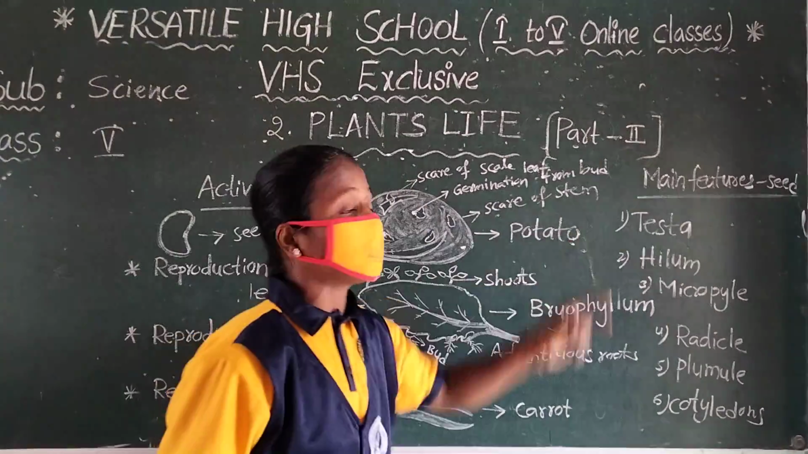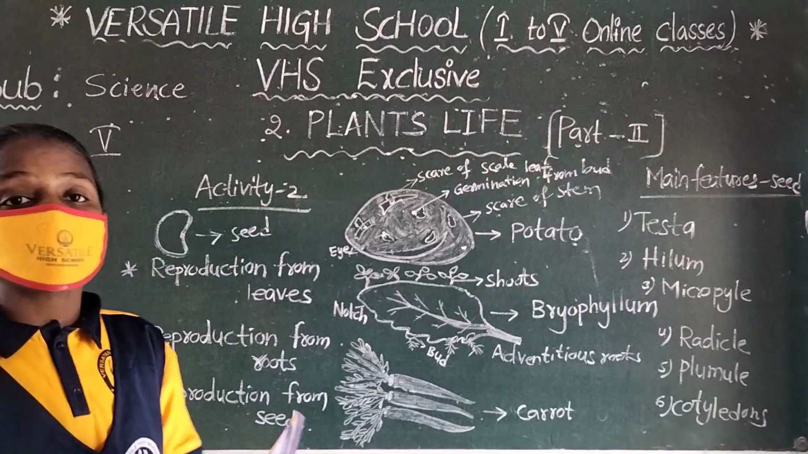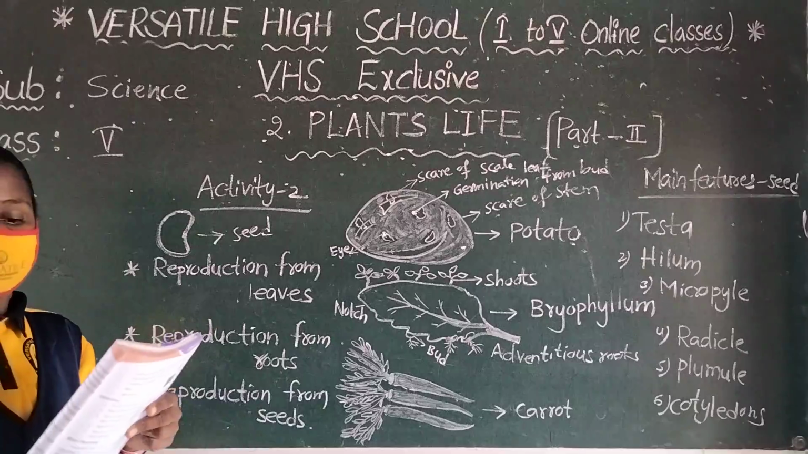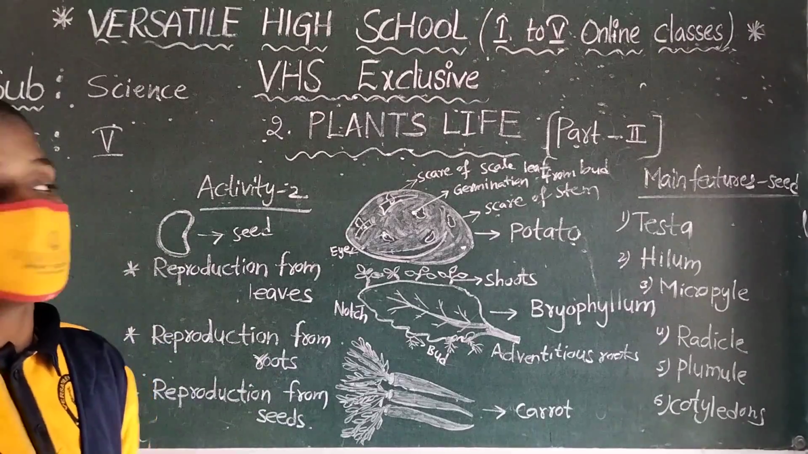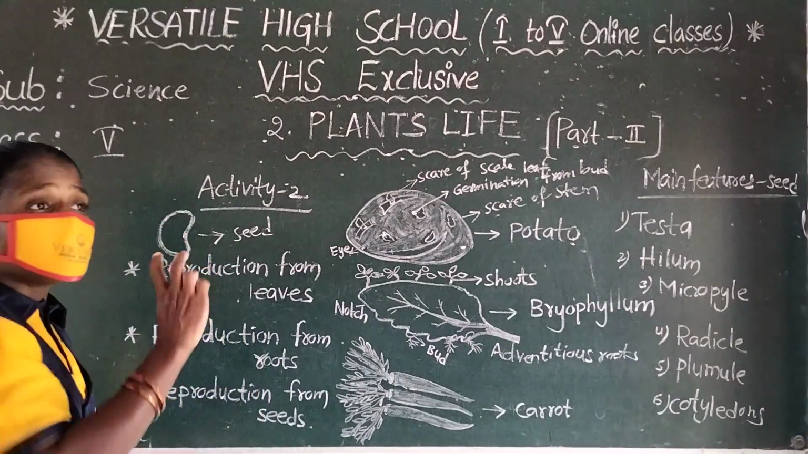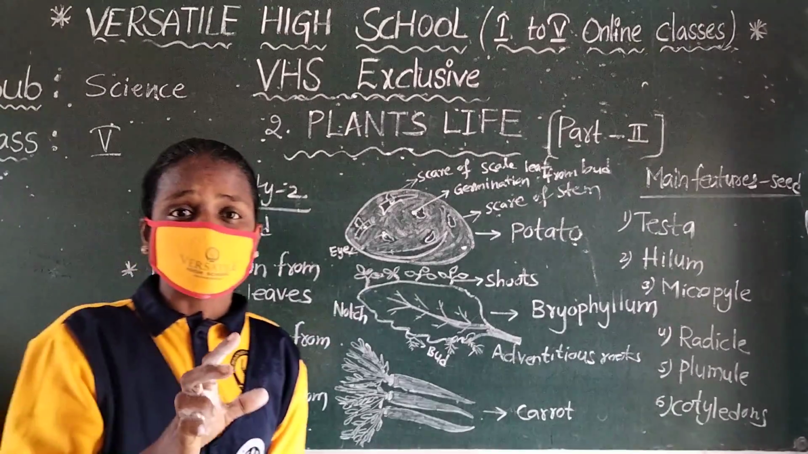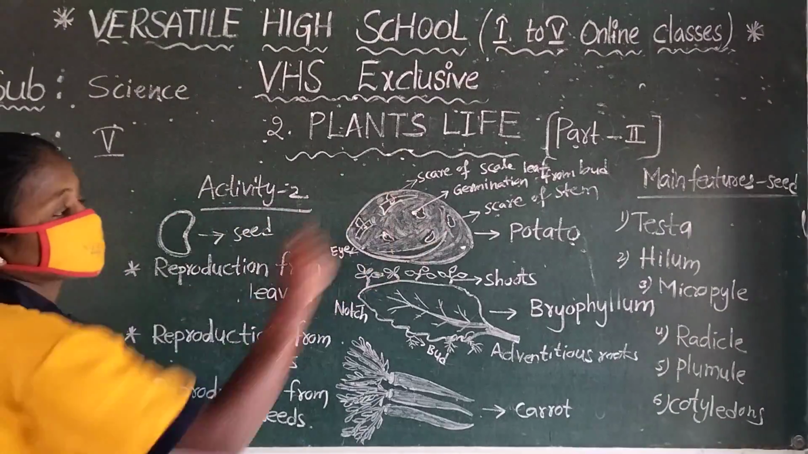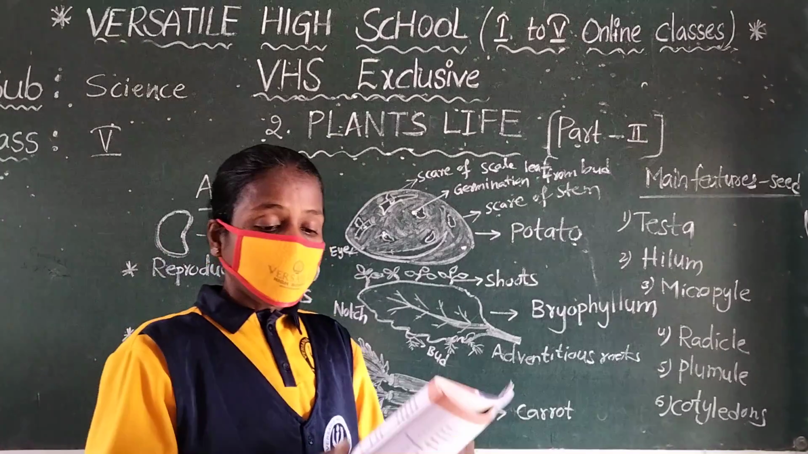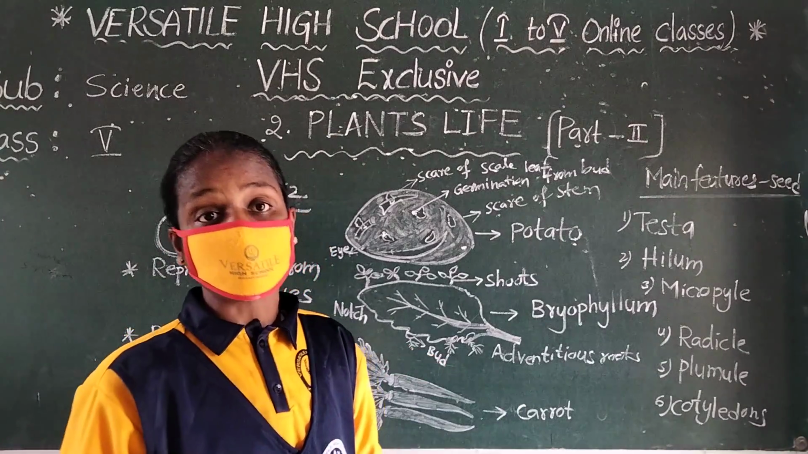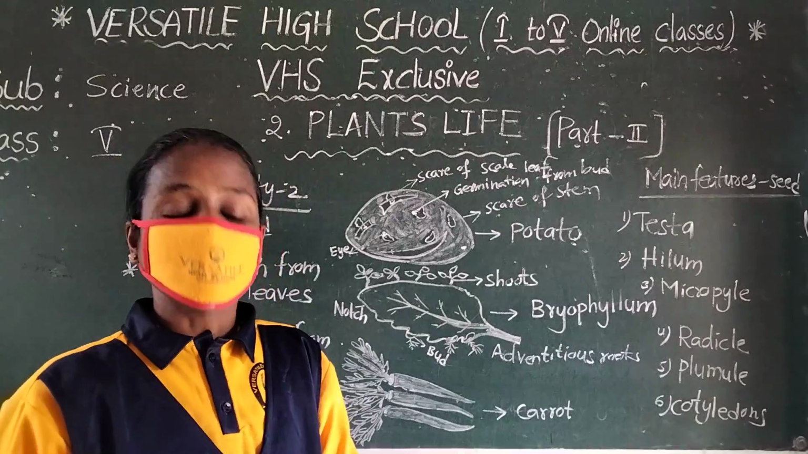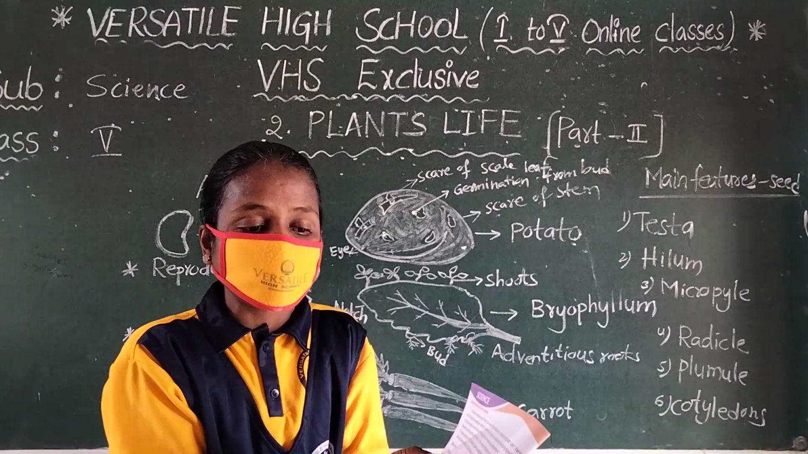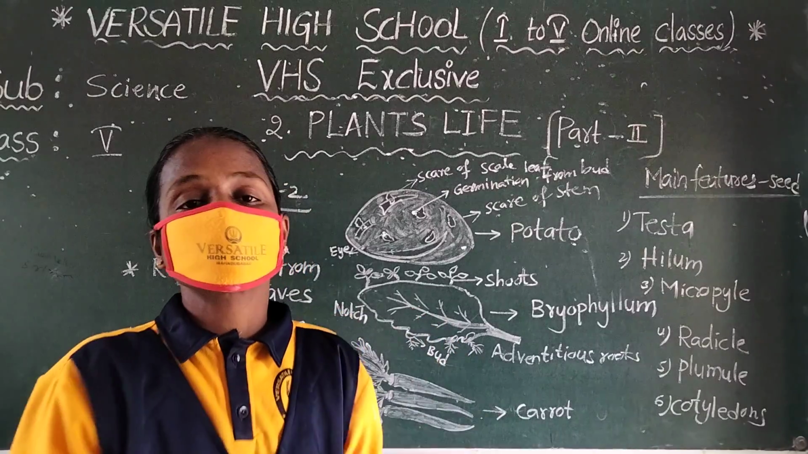So what is the first one? Testa. Testa means a tough, hard outer coat that protects the seed from fungi. You know, you observe the seed, the total outside part is very hard. That is called a testa. What is that? Testa. It protects from fungi, bacteria and insects. It has to be split open by the radicle before germination can proceed.